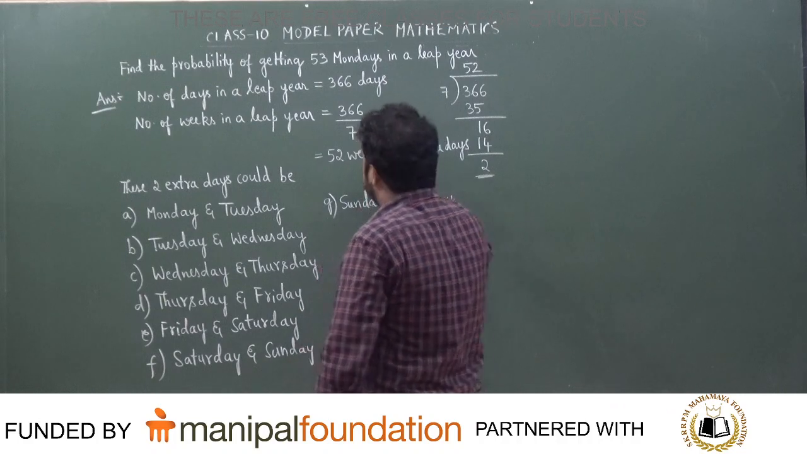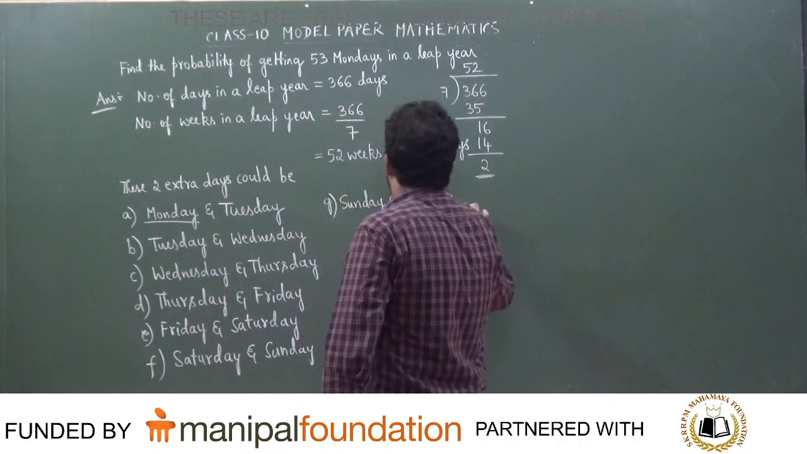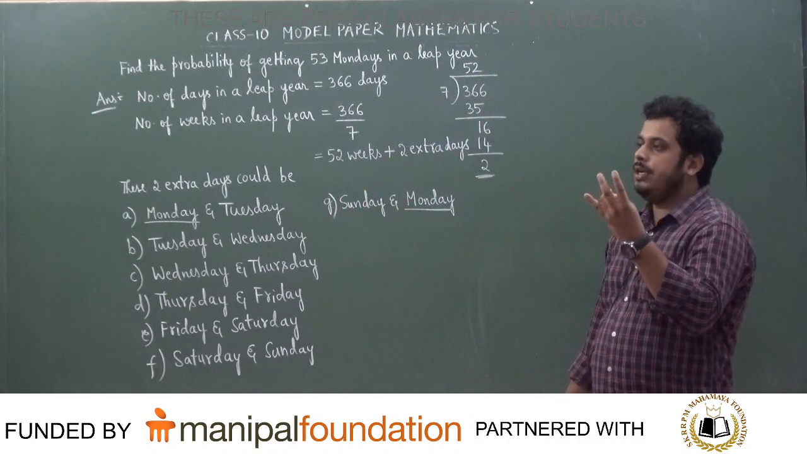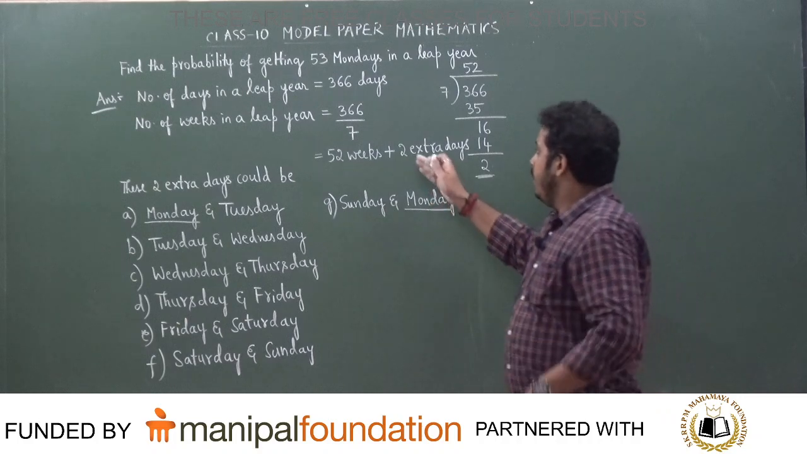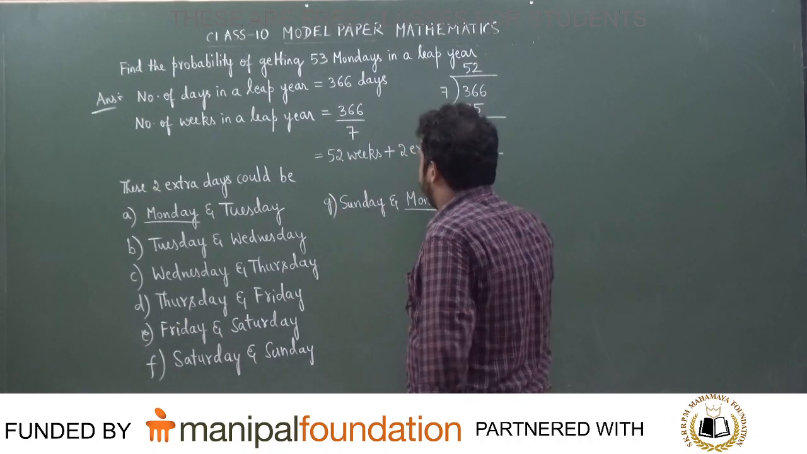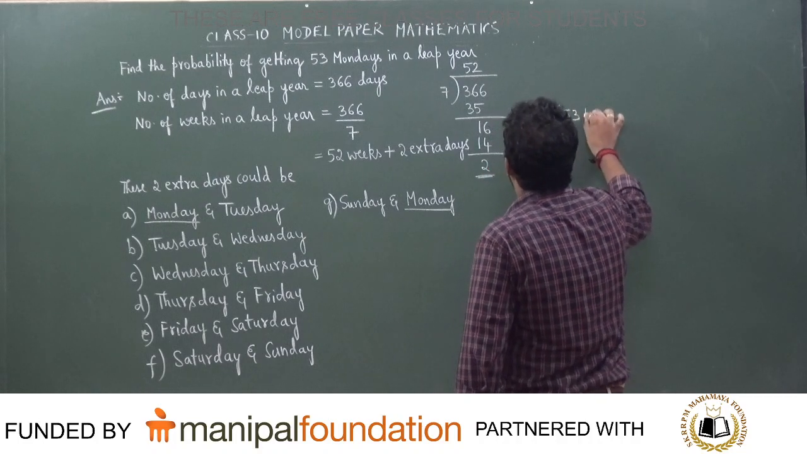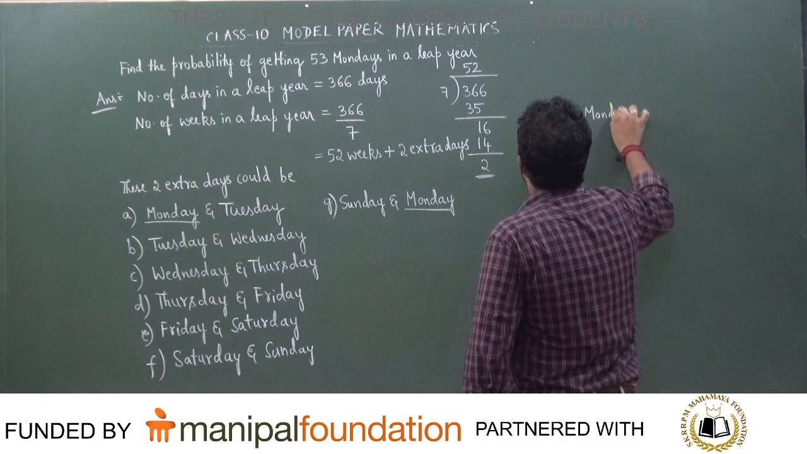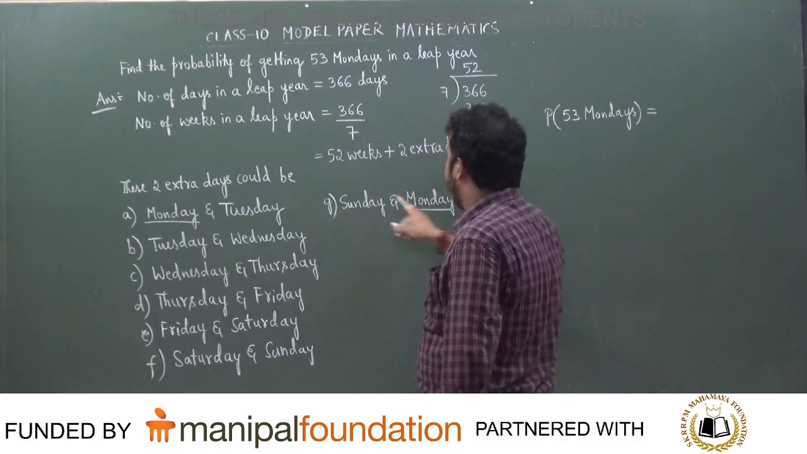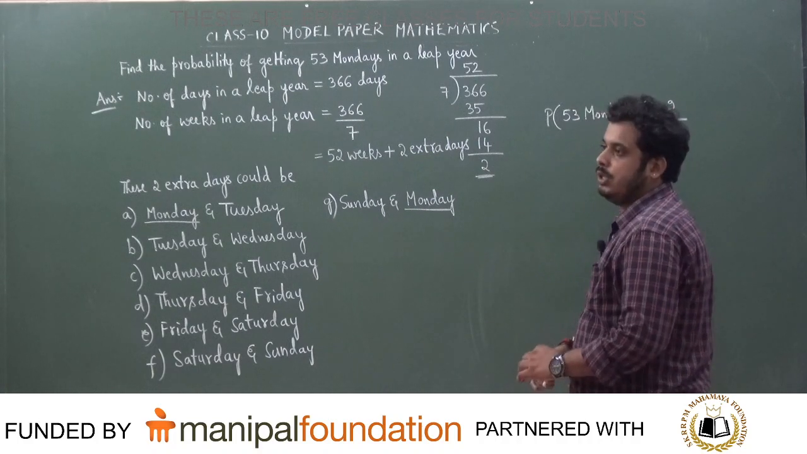Now the question was asking for the probability of having 53 Mondays. 52 weeks means 52 Sundays, Mondays, Tuesdays, Wednesdays, Thursdays, Fridays, Saturdays are over. Now the next Monday, the 53rd Monday, is coming under these 2 extra days. So we can write the probability of 53 Mondays will be equal to, tell me, how many favorable cases are there, students? How many places do you see Monday? 2 places you see Monday.